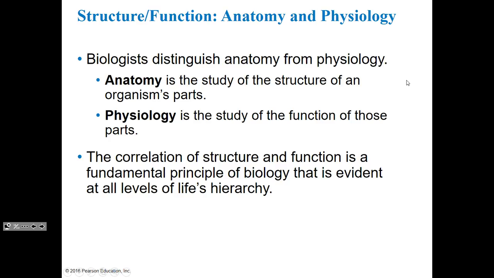So this is basically what I already talked about. Anatomy is the study of structure, so it's all the bits and pieces, what parts are coming together. Physiology is how those parts function together or by themselves, so it's basically just how they work. And this piece says how structure and function work together is pretty much what this course is. So it's a big piece of biology.